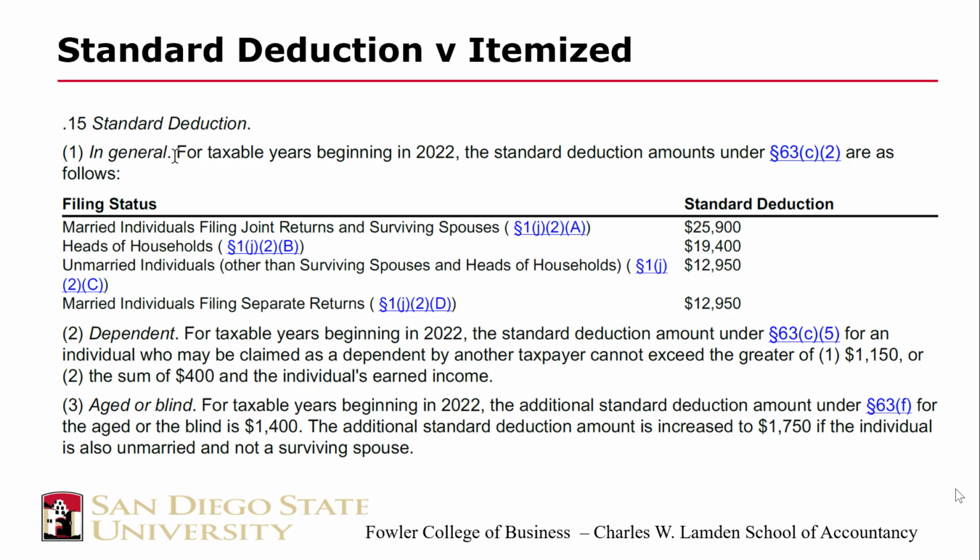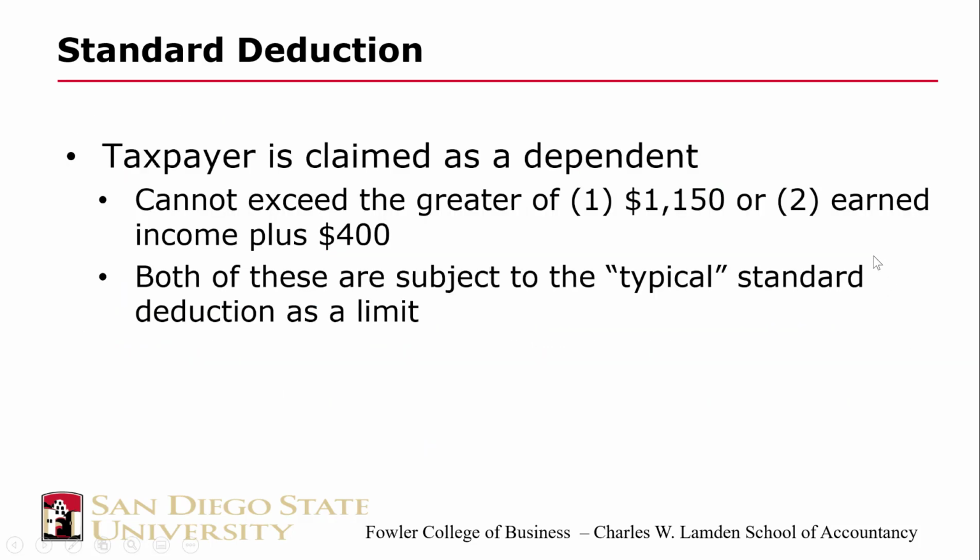In any event, for a dependent in 2022, the standard deduction amount generally cannot exceed the greater of $1,150, remember that kiddie tax number, or the sum of $400 plus their earned income. In this case, it's wage income or self-employment income. Okay, so let's apply some examples to that, right? Again, the rule: it can't exceed the greater of 1,150 or earned income plus 400. Whichever one wins in the race between one or two, both of those are subject to the fact that it can't exceed the typical standard deduction for that filing status taxpayer. I'll explain what that means when we do these next examples.